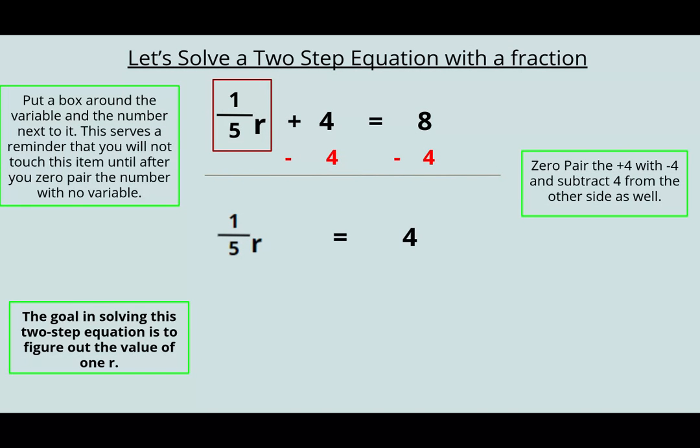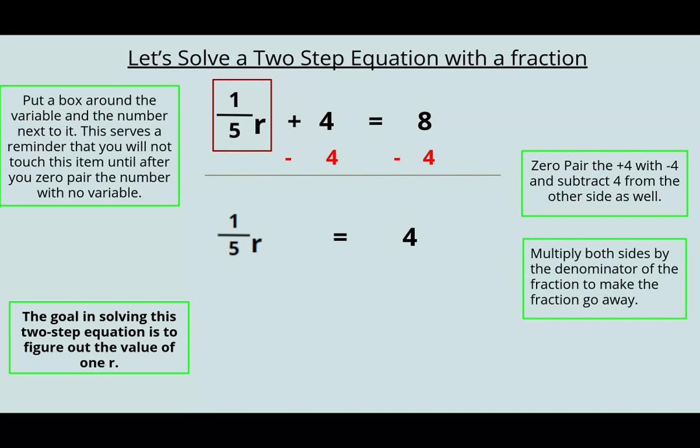Now, just pay attention here because what you want to focus on here is you want to make the fraction go away. So how do you make a fraction go away? Well, I'm going to multiply both sides by the denominator of the fraction to make the fraction go away. So here's what that looks like. What's the denominator of that fraction? Well, the denominator is 5. So what I'm going to do to both sides is I'm going to multiply both sides by 5.